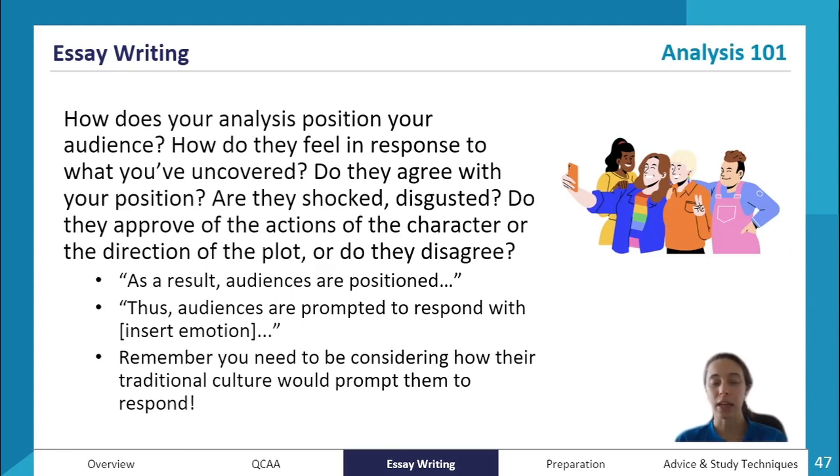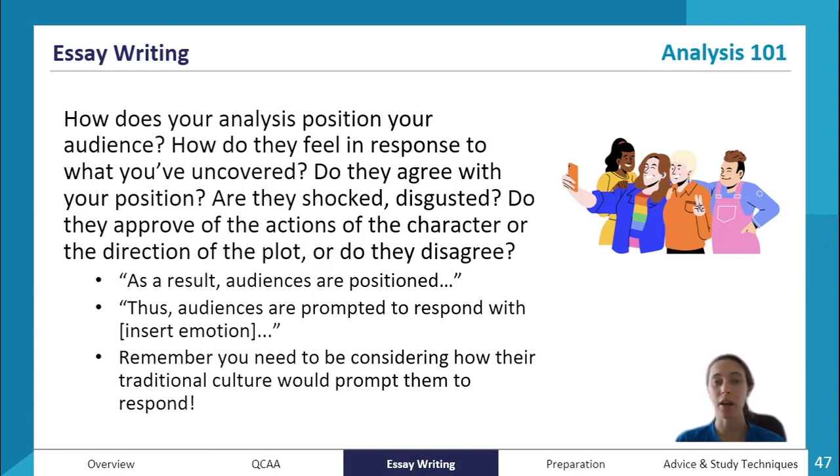So how does your analysis position your audience? How do they feel in response to what you've covered? Do they agree or do they disagree with your position? Do they feel shocked, disgusted? Do they approve of the actions of the character and the direction of the plot, or do they disagree?